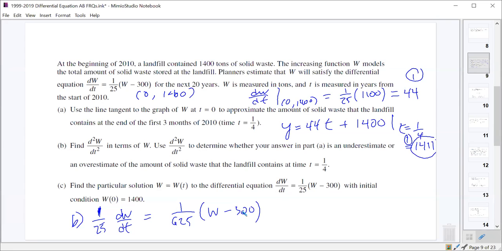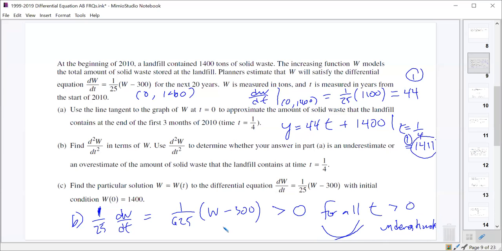Okay, and then we want to know if this is an underestimate or an overestimate. Well, the value that we're plugging in for W is always going to be more than 300, right? Clearly, because it starts at 1400 and it's increasing. So we can say this is always greater than 0 for all W. Well, we'll say for all t greater than 0, which is the situation we're looking at. That means that it's concave up, which means that a tangent line will underestimate it, right? We talked about that yesterday, right?